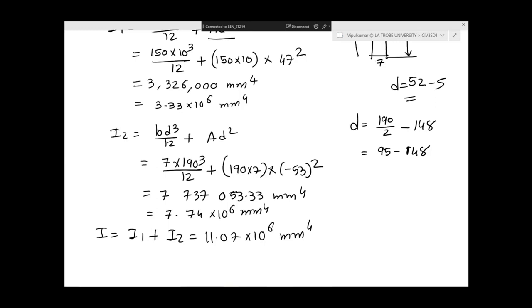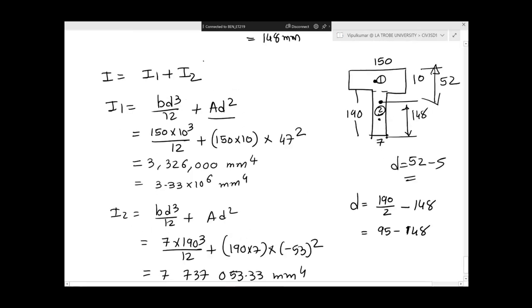You can stop me if you don't understand any of the numbers. Yes, please. Is the 47 from 42 and then half of the top one? Which one? Oh, 47. How do I get 47? So we want to find the distance between the centroid of number one to the centroid of the whole body. I know the centroid of the whole body is 148. We found it at 148 millimeters. So 200 take away 148 is 52.